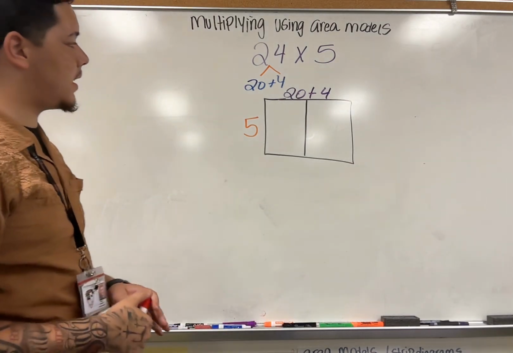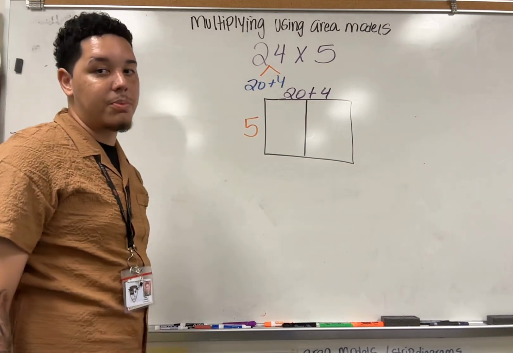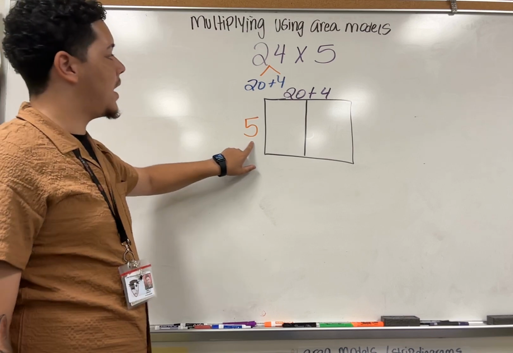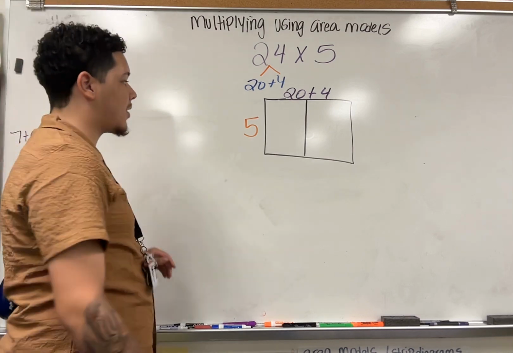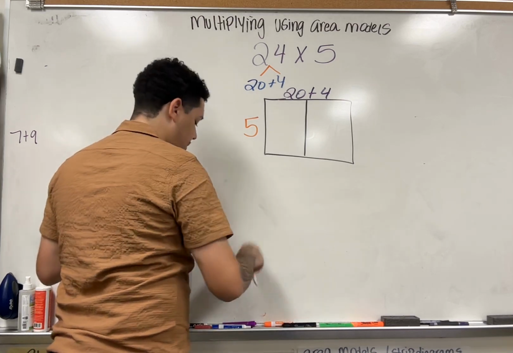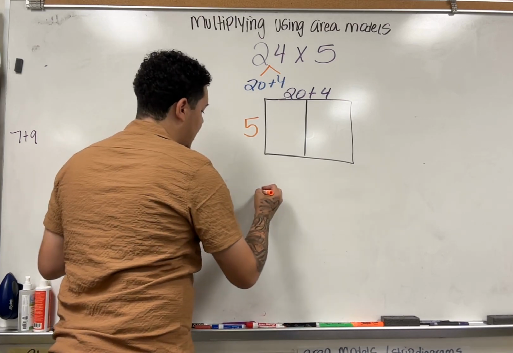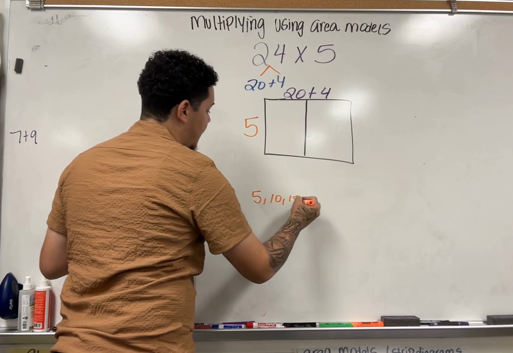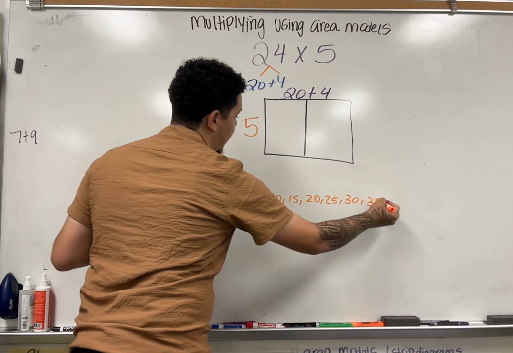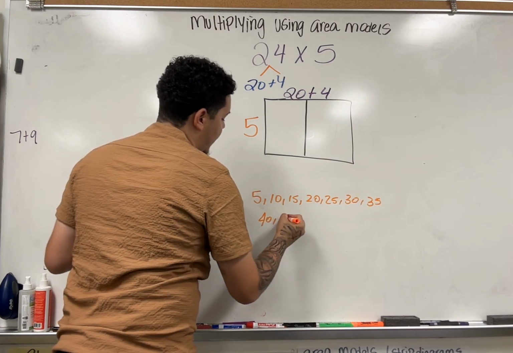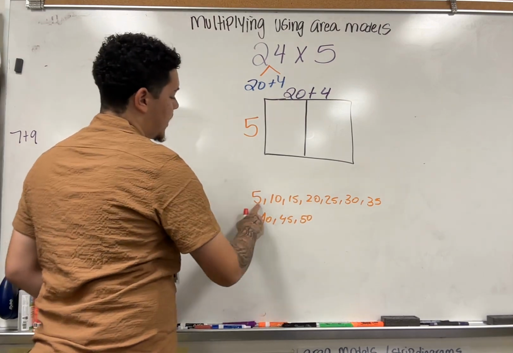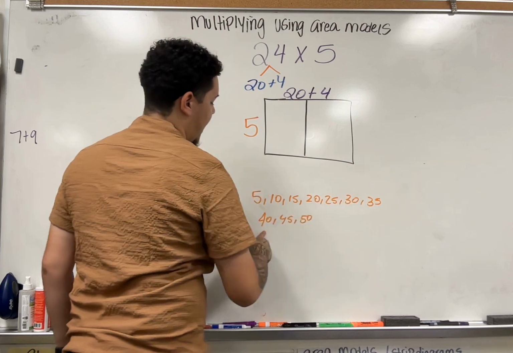So basically, what I like to do before I start solving any multiplication problem is write out my multiples of the smaller number, especially when I'm dealing with area models. And that's going to help me multiply. So I'm just going to write down my multiples at least till 10, just to help me multiply of 5. So my multiples of 5 would be 5, 10, 15, 20, 25, 30, 35, 40, 45, 50, and I'll stop there, okay? That's 1, 2, 3, 4, 5, 6, 7, 8, 9, 10.